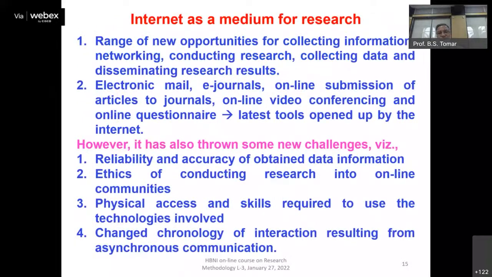Now, of course, the internet has revolutionized the literature survey. It provides a range of new opportunities for collecting information. It also helps in networking, conducting research, collecting data remotely, and disseminating our research results very quickly. Then you have the electronic mail systems, you have e-journals, online submission of articles to journals. So publishing has become very fast now.